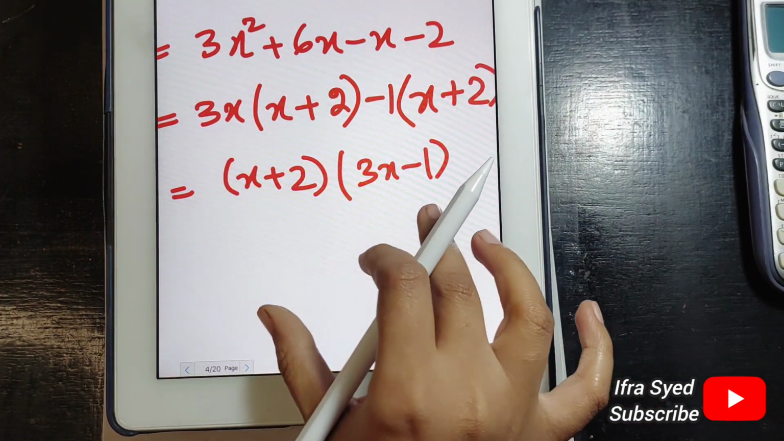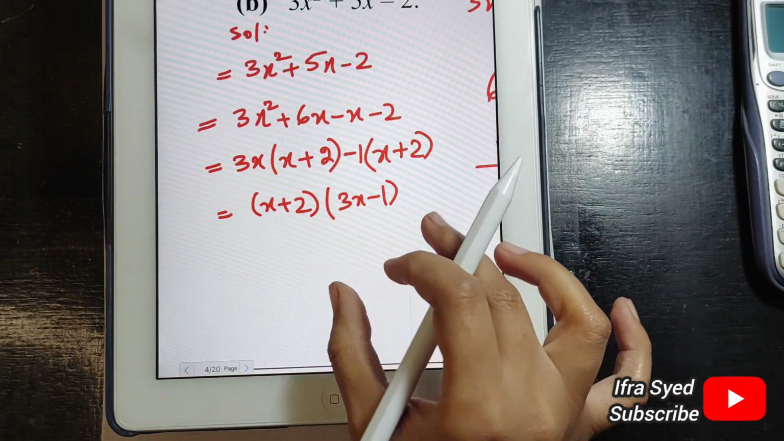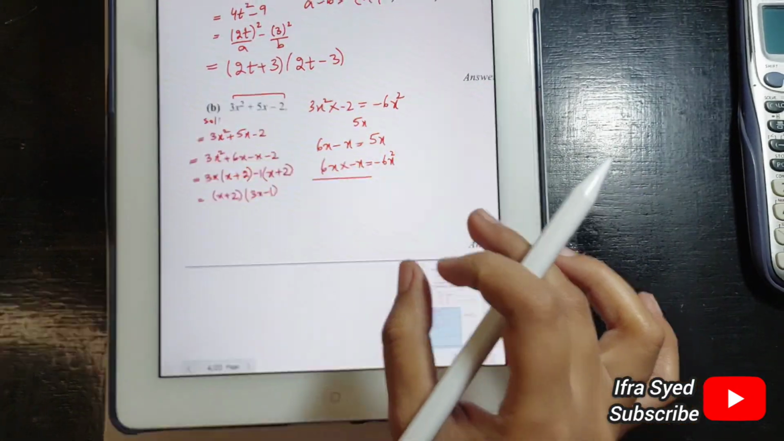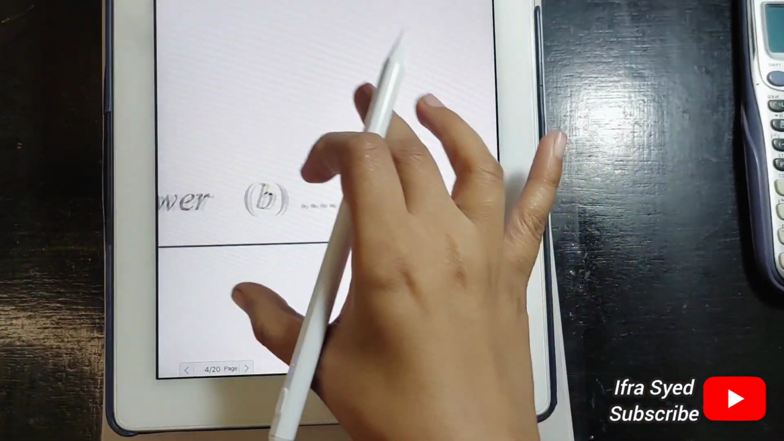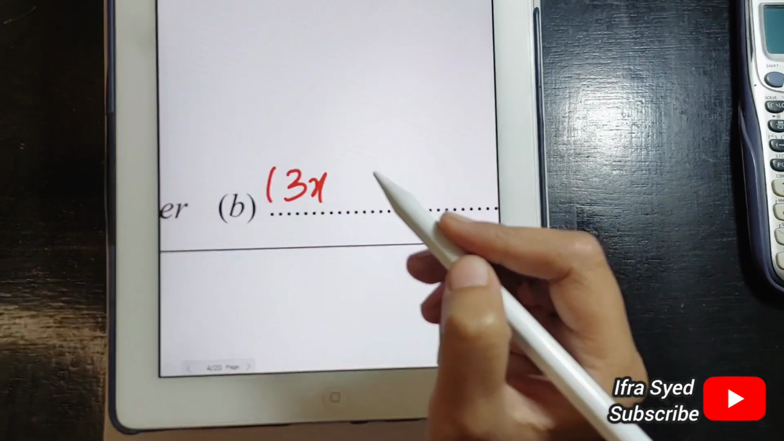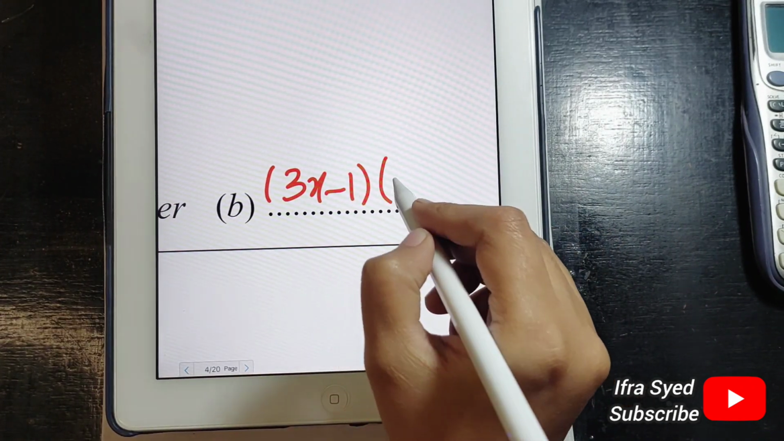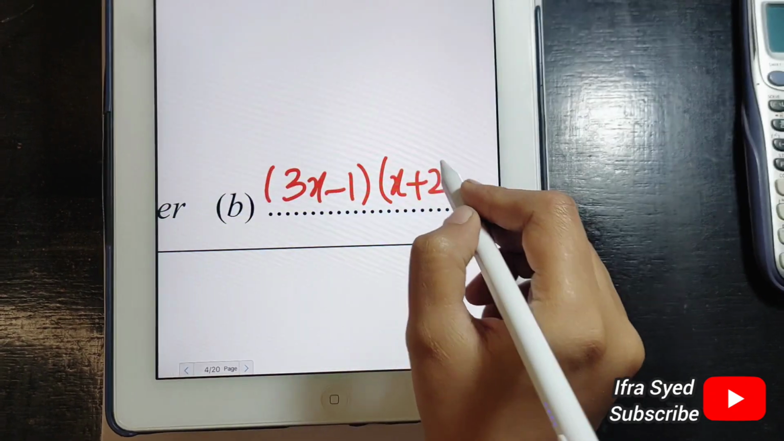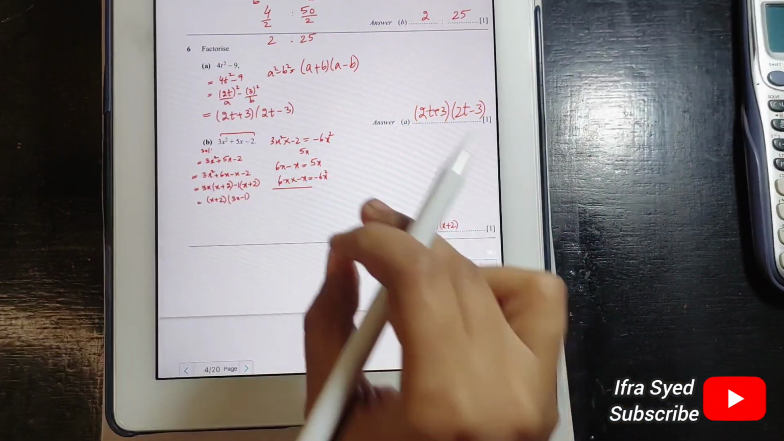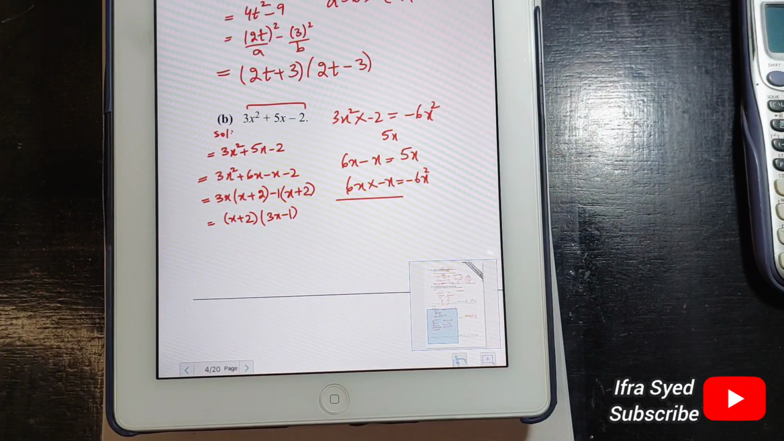So we factorized this expression completely, and our answer is (x plus 2)(3x minus 1). I'm writing here in the answer box that my answer is (3x minus 1)(x plus 2). So this is the answer of the given expression, and question number 6 is completely solved.